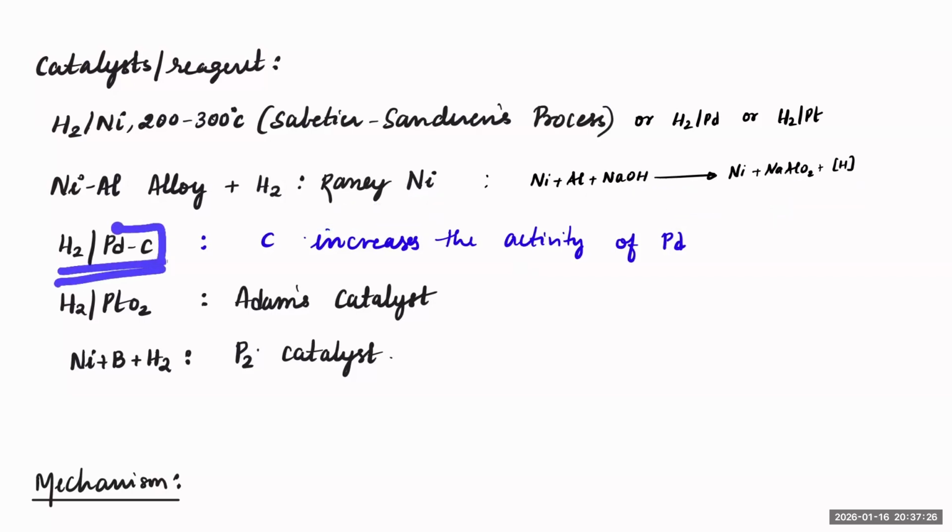And hydrogen with palladium which has been activated with carbon, which means the surface has been added with powdered carbon, will increase the activity of the palladium. That means the reaction would happen even faster. Then we have platinum dioxide, which we call Adams catalyst. Then we have nickel boride, which we call P2 catalyst, in H2 gas. All of these, in any form, will help in reducing alkenes to alkanes.